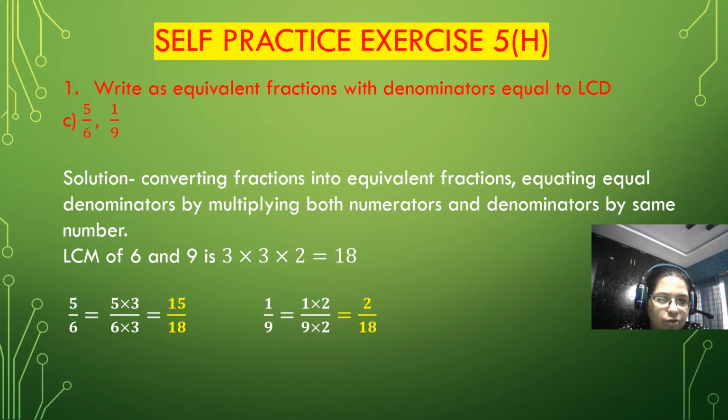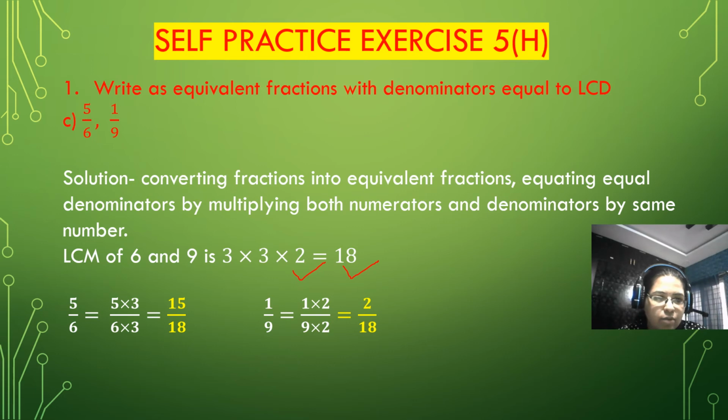So first we have to find the LCM of the denominators 6 and 9. We know the prime factorization of 6 is 2 multiplied by 3, and the prime factorization of 9 is 3 multiplied by 3. So the LCM of 6 and 9 is 3 multiplied by 3 multiplied by 2, which is equal to 18. Now we have to convert the fraction 5 divided by 6 into an equivalent fraction with denominator equal to the LCM of 6 and 9, that is 18.